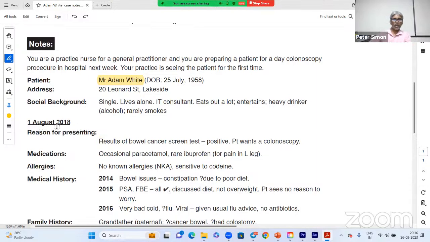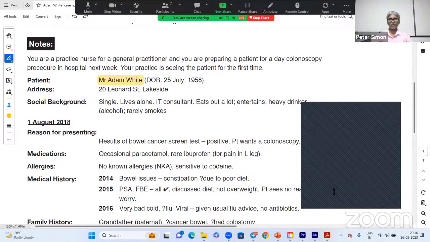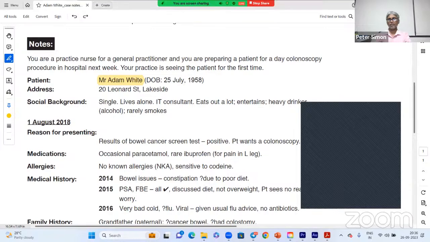Okay. 1 August 2018. So that is the date. 1 August 2018. August with a capital letter. It should be 1 August 2018. Be careful. 1 August 2018.